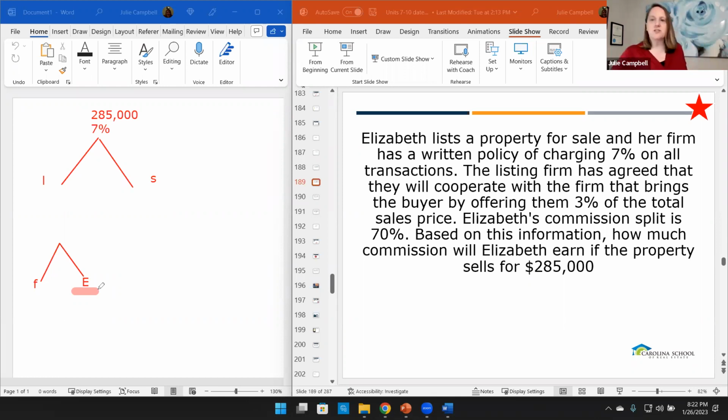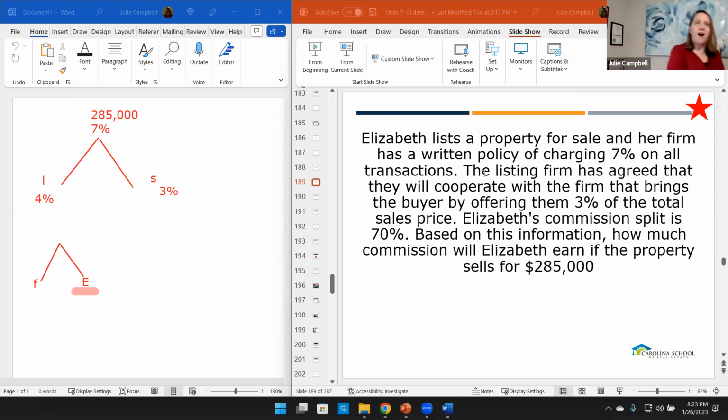Total commission is 7%. The listing firm has agreed that they will cooperate with the firm that brings the buyer by offering them 3%. Well, that's nice. If the selling side is going to get 3%, how much is the listing side going to get? You can show me. How much are they going to get? 4. Doesn't 4 plus 3 equal 7?